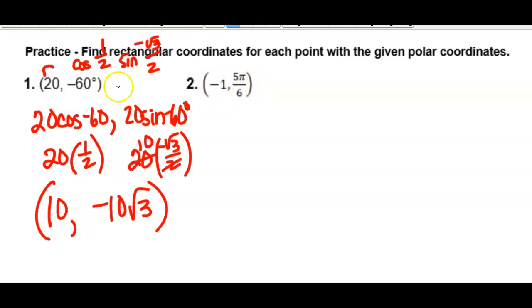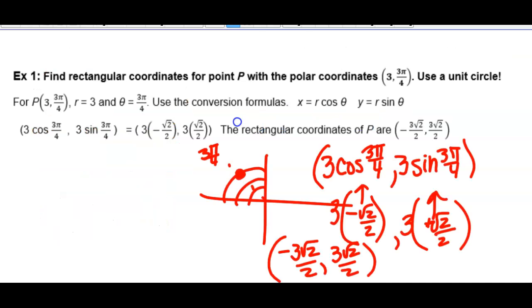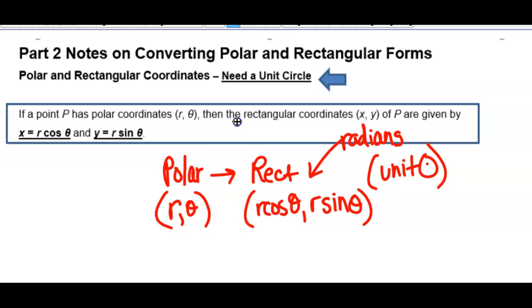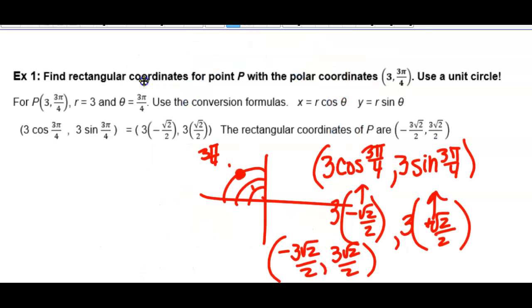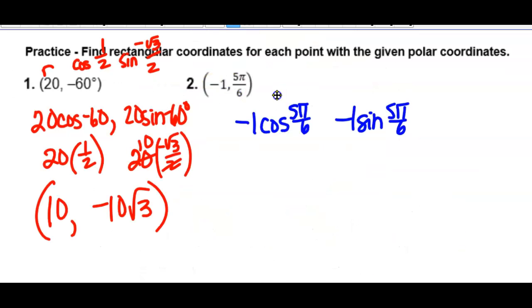Now, it doesn't matter if you have, like I said, a negative angle or a negative r value. The plan is still the same. You're going to do negative 1 cosine 5 pi over 6 and negative 1 sine 5 pi over 6. All right, if we go to 5 pi over 6, the ordered pair is negative square root of 3 over 2, 1/2. So the x is negative square root of 3 over 2, and the y is 1/2. So when we multiply by negative 1, we just get positive square root of 3 over 2. And here we get negative 1/2.